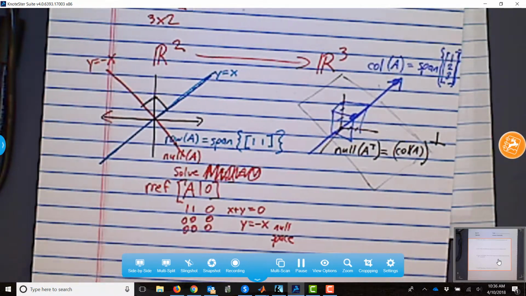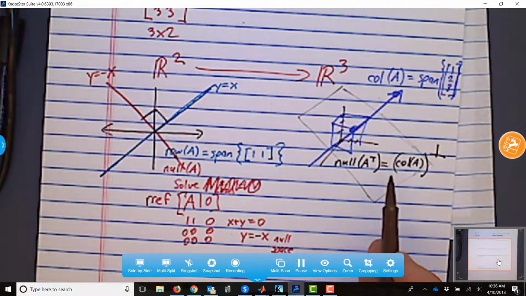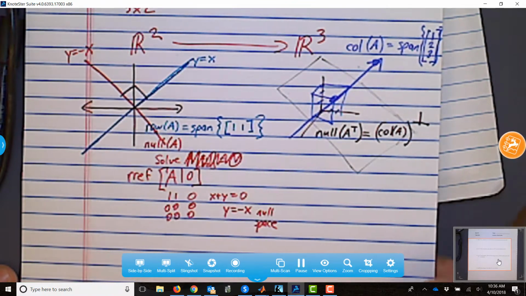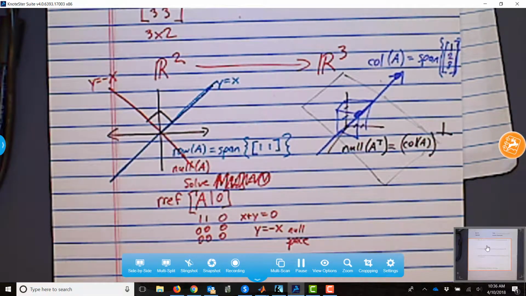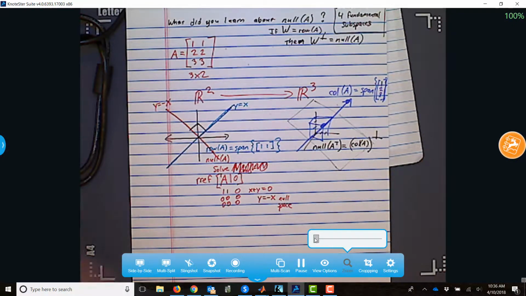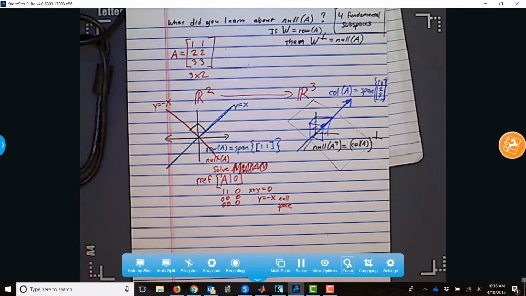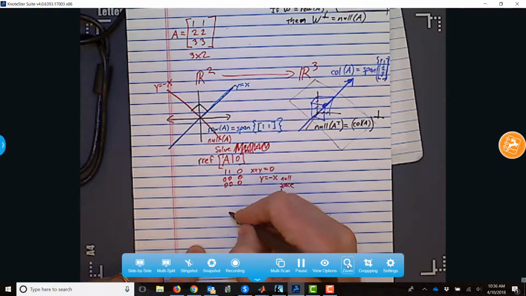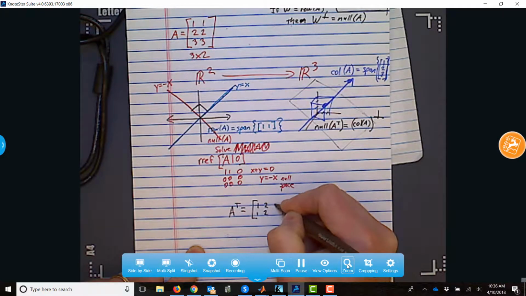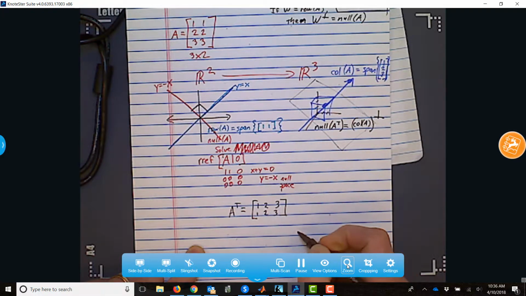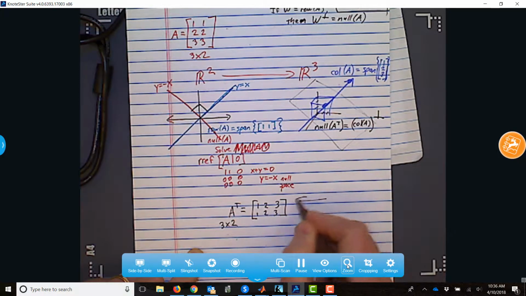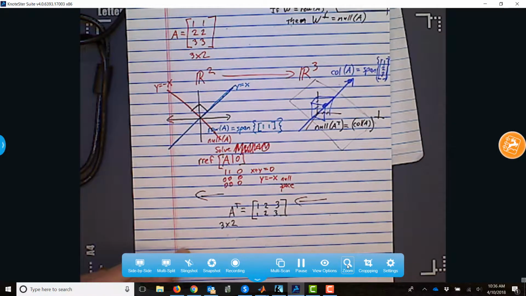But maybe the last thing to show you here, when I say that the null space of A transpose is the complement of the column space, let's take a quick look at that, picture-wise. Let me zoom out a little bit. Ooh, I think I zoomed in. So, again, A transpose would be the matrix 1, 1, 2, 2, 3, 3, right? This is 3 by 2, so it's a map back from R3 to R2, right? It goes back.